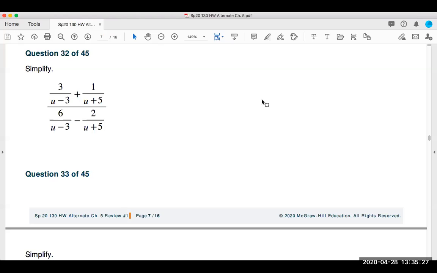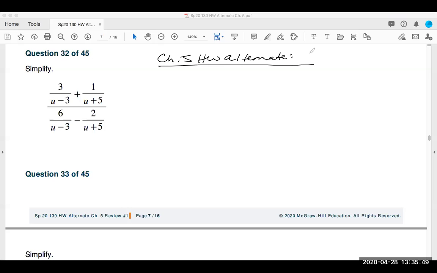All right, my 130s. So I'm going to go over the rest of this guide. This is my writing utensil. Chapter 5, homework alternate assignment. So I'm going to attempt to get through number 32 to 45. I might pick a few select ones and just go from there. But I will work as many of them out as I can. All right, so let me go ahead and clear that.